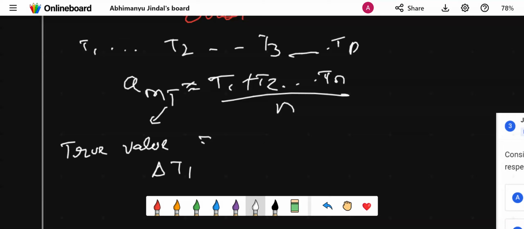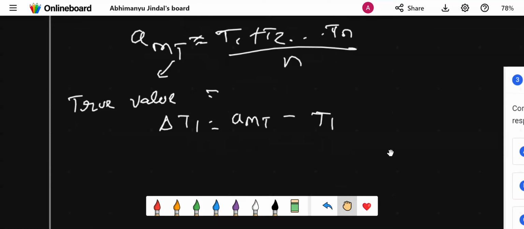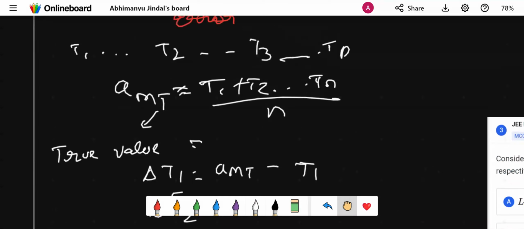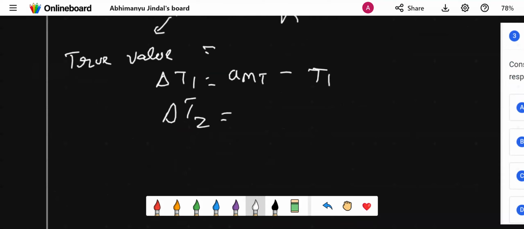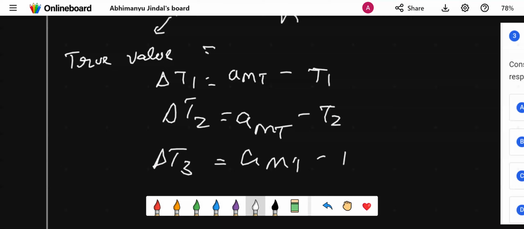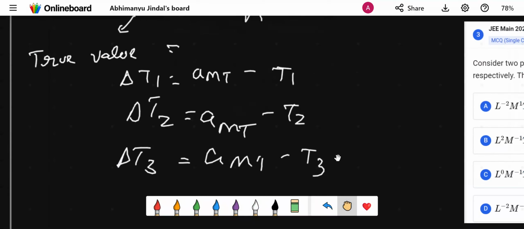And delta T1, which is AMT minus T1, is the error in measurement, because AMT is taken as the average value. Obviously, you guys agree that all these values will have different numbers in them because you're never accurate while measuring. AMT minus T2, delta T3 is this, and so on up to delta Tn, and you can keep doing this. So this was our absolute error, which can be negative or positive, which is delta T.